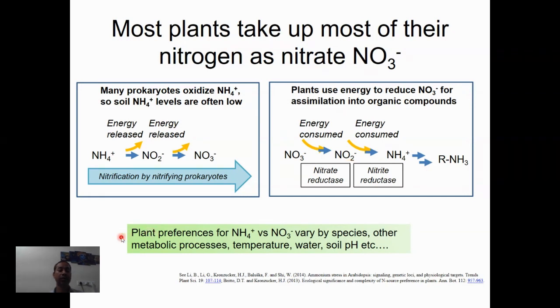Again, a very important point: plant preferences for ammonium versus nitrate vary by species, other metabolic processes such as temperature, water, soil pH, etc.